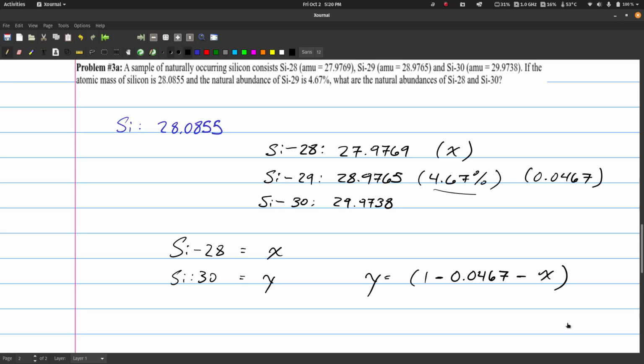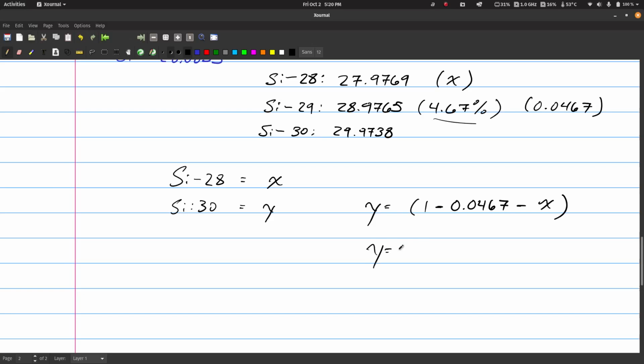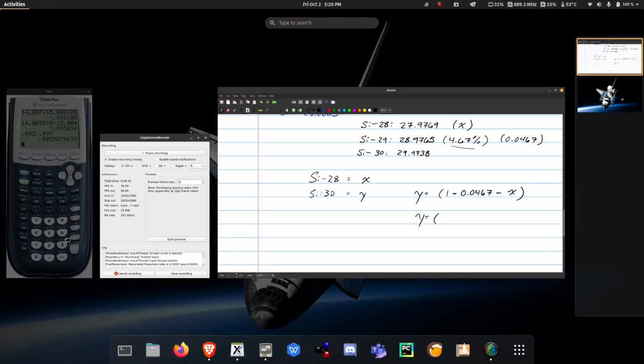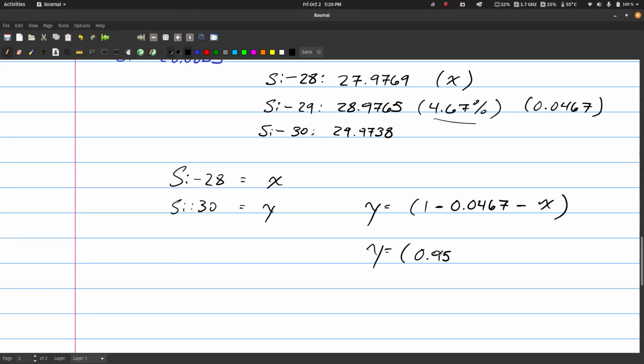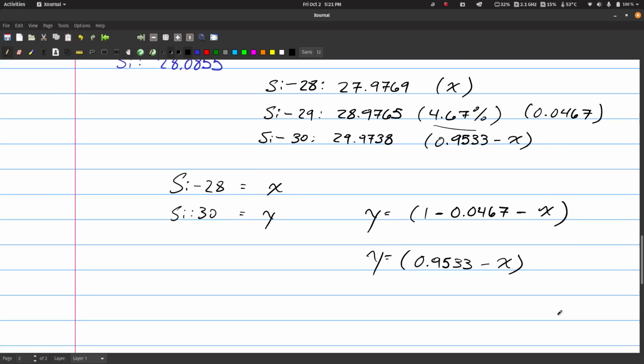I'm going to simplify this even more because this is where I messed up. I don't know how I saw that, but it just happens. It's 0.9533; I put 0.9553. So this one is going to be 0.9533 minus X. So that's going to be its percent abundance. So now we just have to label this in an equation. It's the same thing. We're just solving for X.